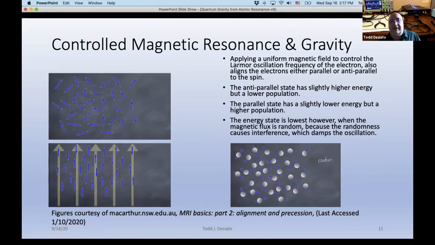Controlling magnetic resonance and gravity: applying a uniform magnetic field to control the Larmor oscillation frequency of an electron also aligns the electrons either parallel or anti-parallel to the spin. The anti-parallel state has a slightly higher energy. The parallel state has a slightly lower energy, but the lowest energy state is when everything is random.